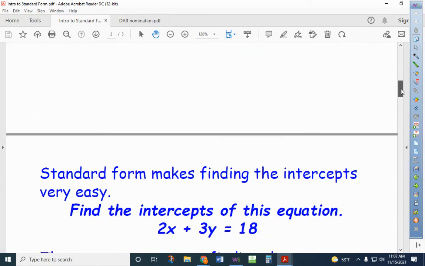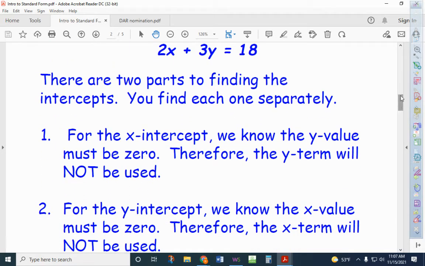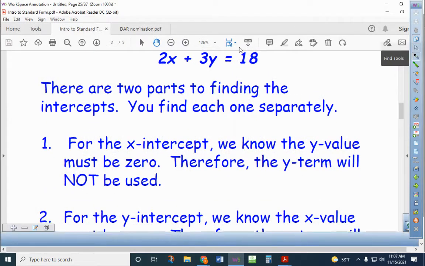All right, so there are two parts to finding your intercepts. Standard form makes finding them very easy. So to find them, we're going to use this equation, 2x plus 3y is 18. And I'm going to show you how, and then I'm going to show you the easy way. All right, so using our equation, 2x plus 3y is 18.